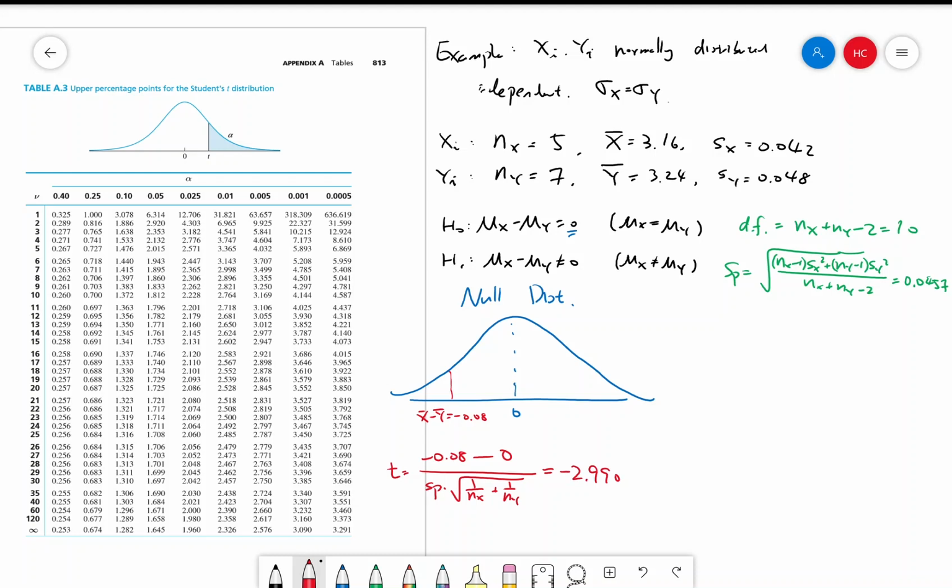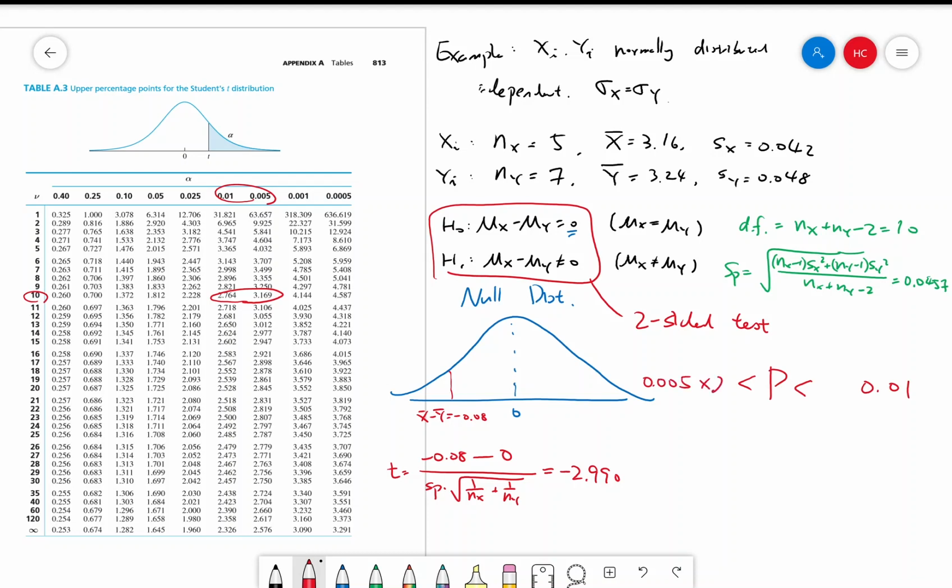So degree of freedom is 10. So let's look at the degree of freedom being equal to 10. 2.990 is between these two numbers. But notice that this is a two-sided test. So the p-value is between 0.01 and 0.005, doubled because it's the two-sided test. So the p-value is between 0.02 and 0.01.